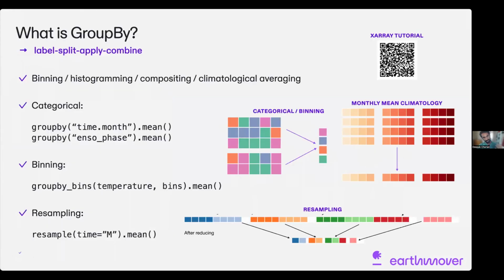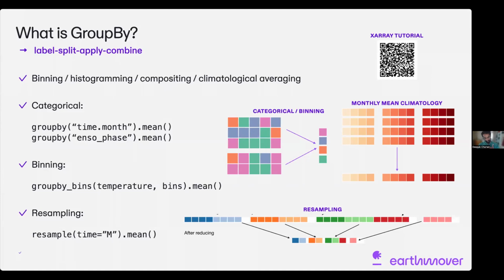So what is GroupBy? If you don't know, it's a very common analysis pattern. Usually you take some data and you label it in some groups. This usually encompasses things like binning, or histograms, or composites. So you composite by an ENSO phase or something like that. That's a group. You're grouping the data and then applying an operation on it. And in the earth sciences, you'd call it climatologies. So things like the monthly mean climatology are also a group by operation, right?